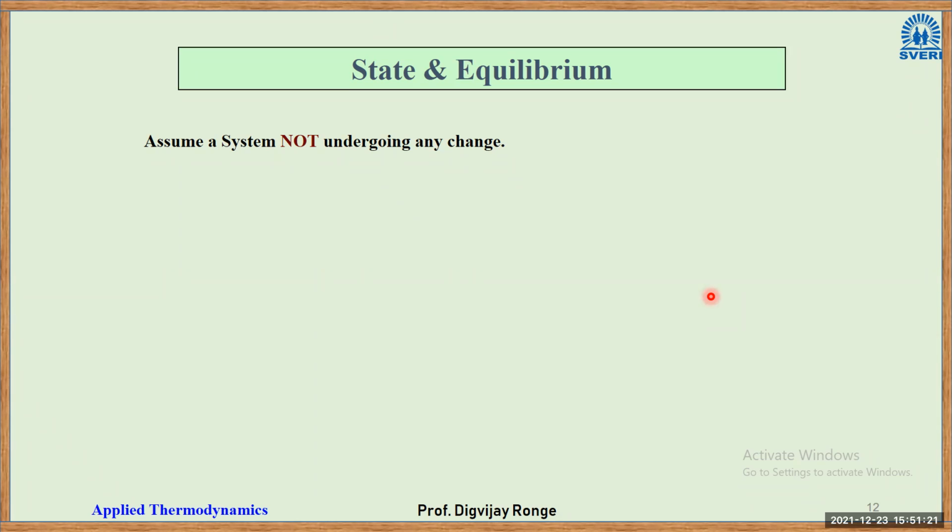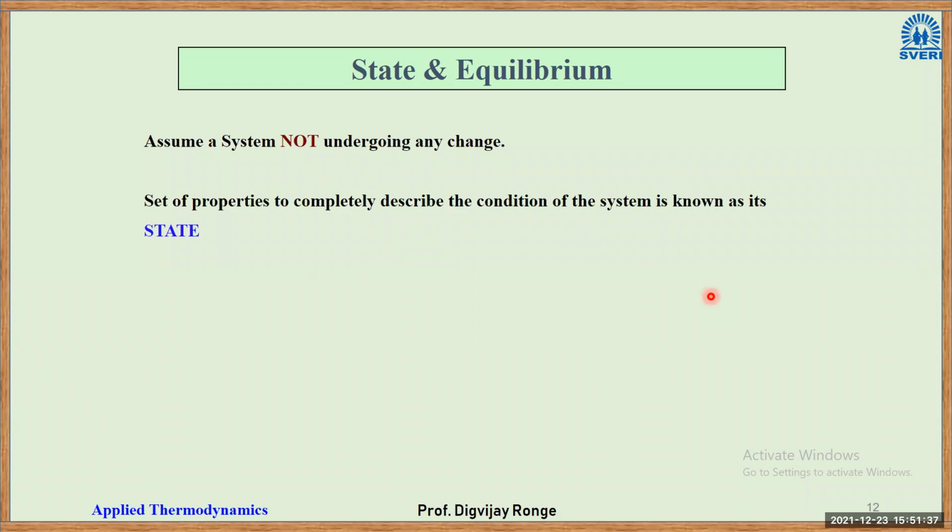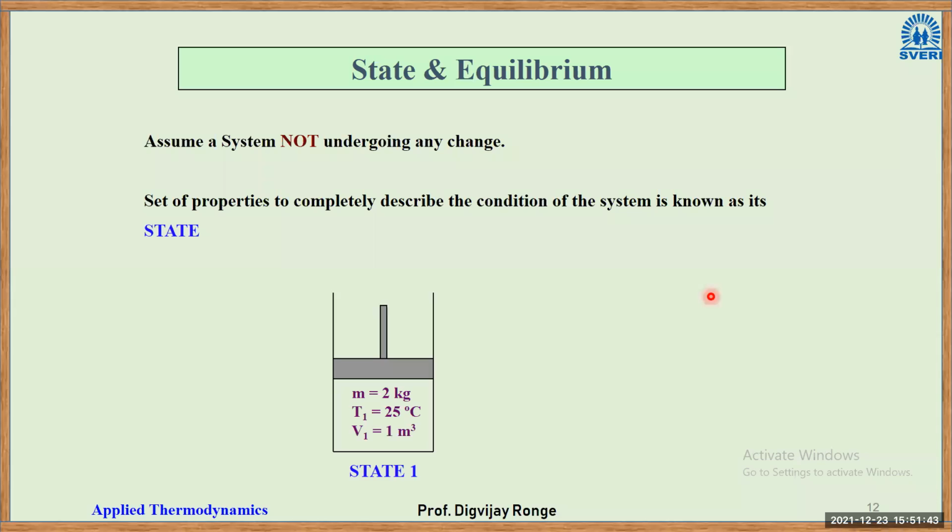So state defines the system, okay? If you want to define a system, it can be defined by its state. For state, we can use any property. We can use energy content, temperature, pressure, mass, etc. The set of properties that completely describes the condition of the system is known as its state.